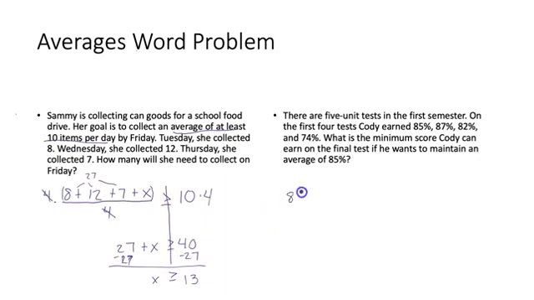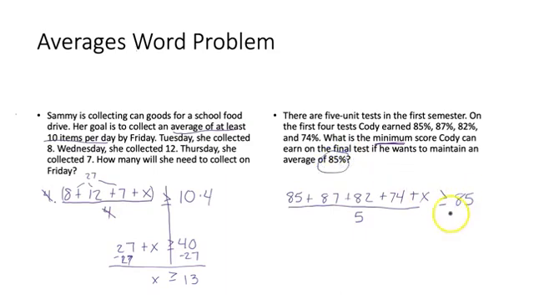Okay, so we know that he has already done 4. The first 4 were 85, 87, 82, and 74, but I need to know the 5th one. That's what I don't know. I know that there's a total of 5 tests. He needs a minimum score, so again, greater than or equal to, and that total looks like 85.